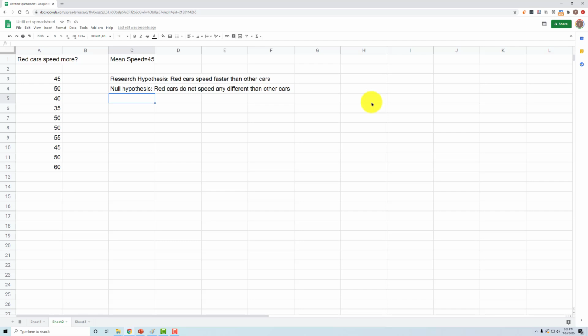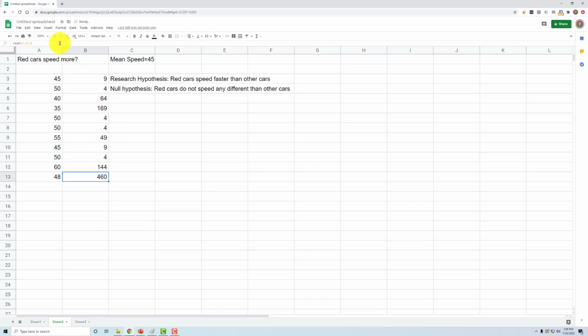I have the mean of 45 miles per hour, but I don't have the variance. So as we just did before, I'm going to need to calculate that by estimating off of the variance of my sample. So we start with the mean. In this case, the mean speed of red cars is 48 miles per hour. So I can now calculate the sum of squares. We're going to take each data point minus the mean, and we're going to square that. And then we're going to do that for each one of our data points, and then we are going to get our sum of squares.